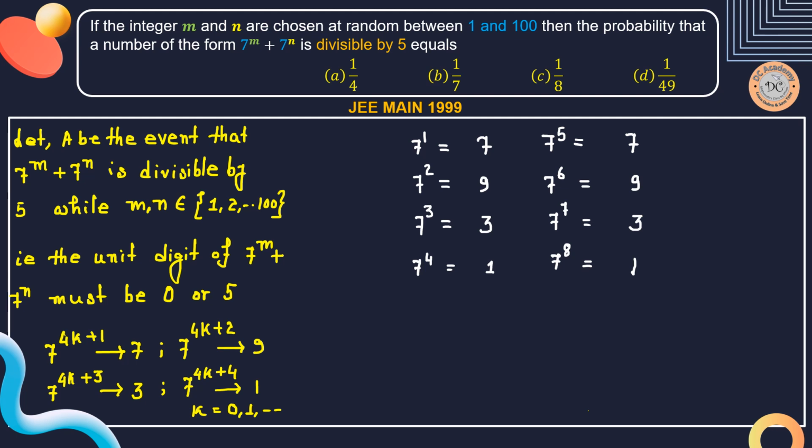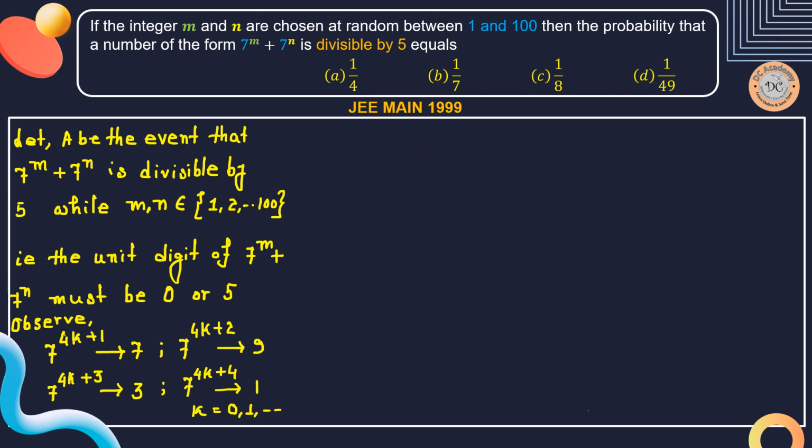Why? Because if I put k equal to 0, then 7 to the power 1 comes, so this rule is satisfied only for k equal to 0. If we take some other general representation, then maybe the k value will change. So this is the first observation we make.